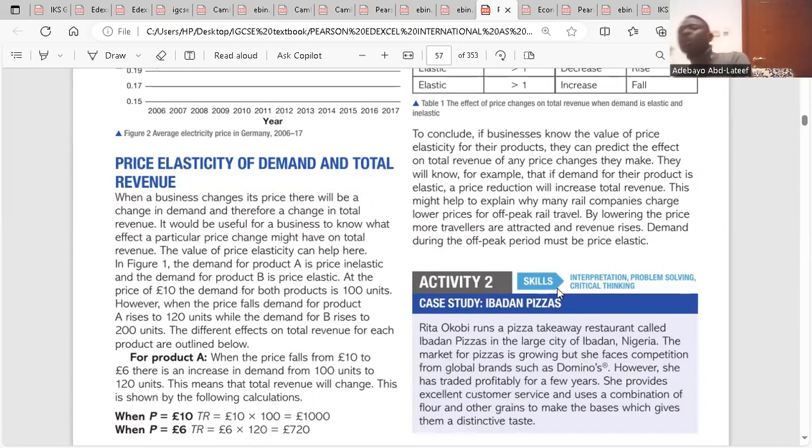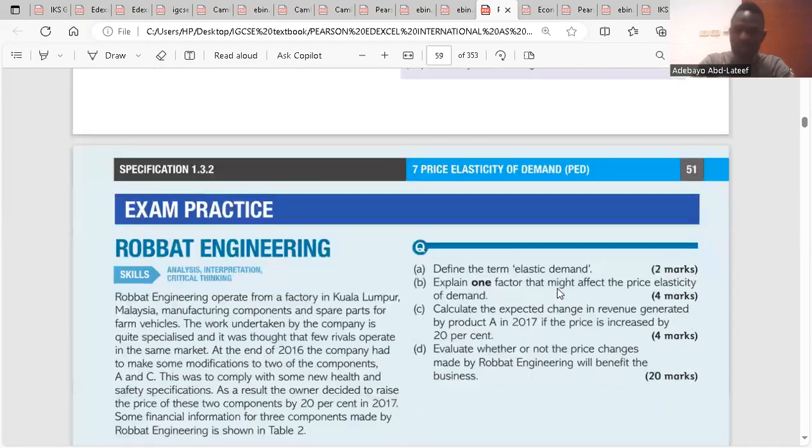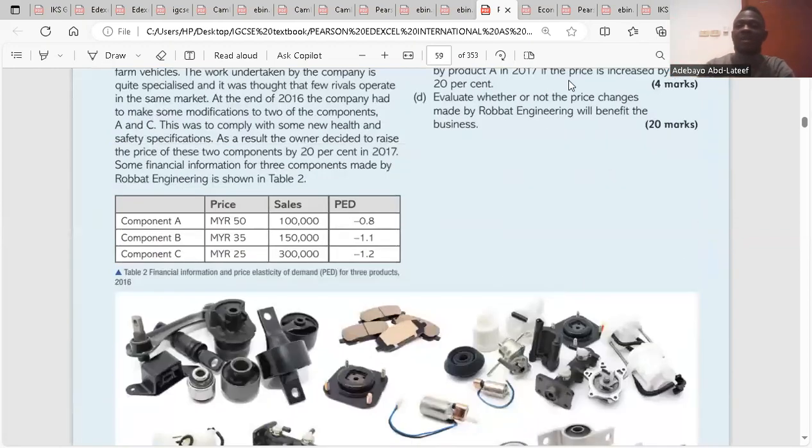Do you get it? Because during the off-peak period, you don't see many passengers. At that point in time, you should reduce the price to encourage people to come and use your service. Do you understand? So if you know that the demand for your product is price elastic, the way to increase your revenue is to reduce the price. I think that's the point they're making there. I think it's clear. Well, that's all about price elasticity of demand.